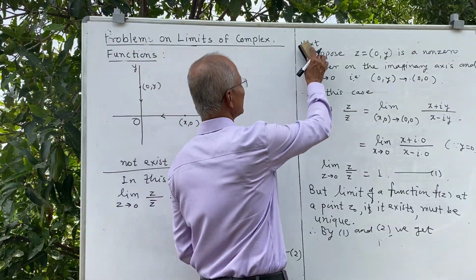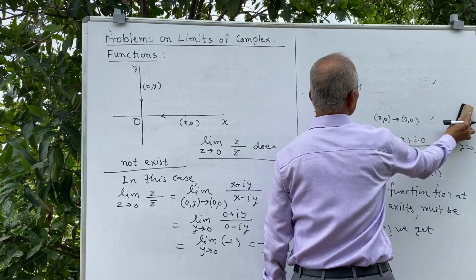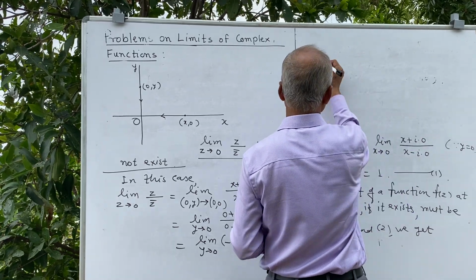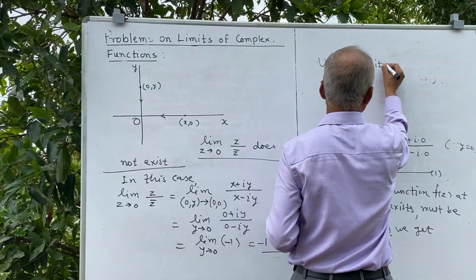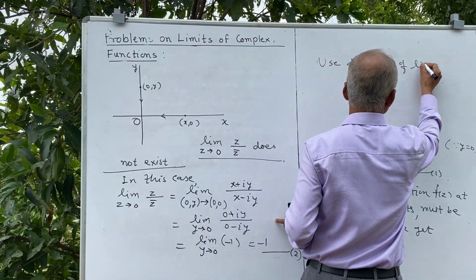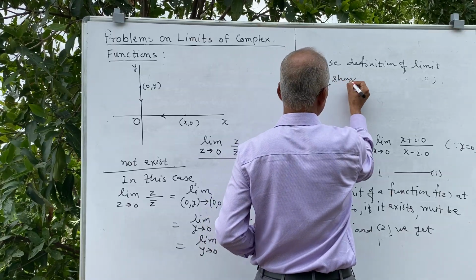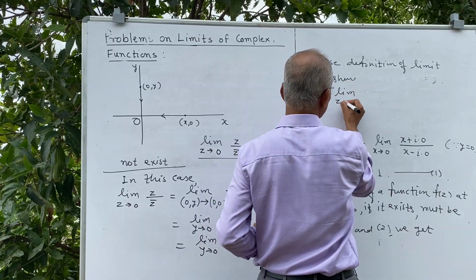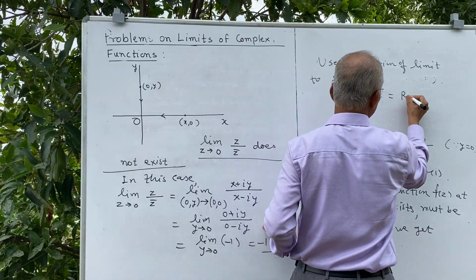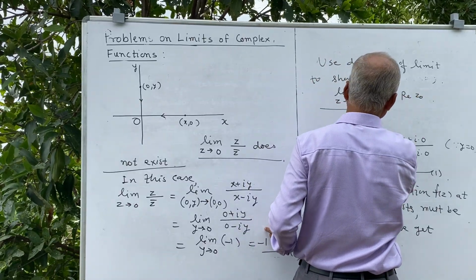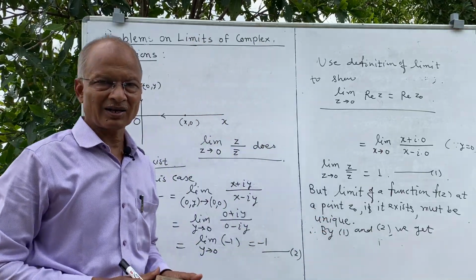Now I will give you one problem for your practice. Use the definition of limit to show limit z tends to z naught of real z is equal to real z naught. Use the definition and show this result.